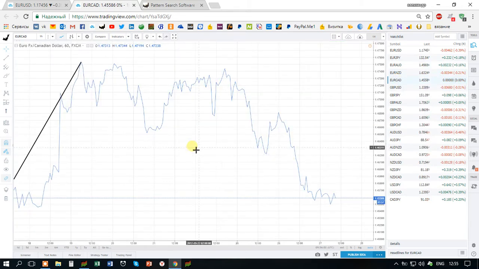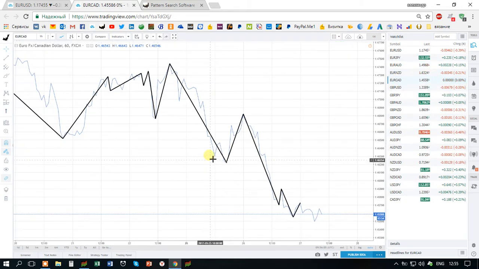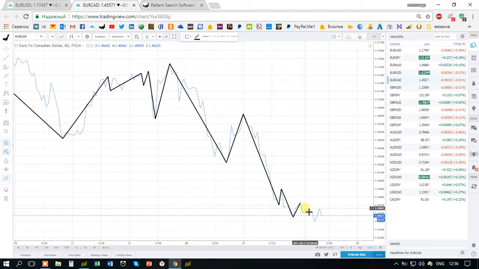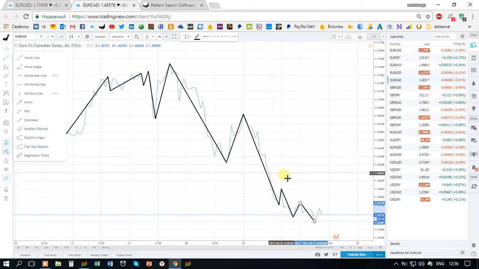Euro Canadian is the next pair. Let it download a bit, and we have violation to the downside, a lower low like this, and then we have a violation to the upside, a lower high.